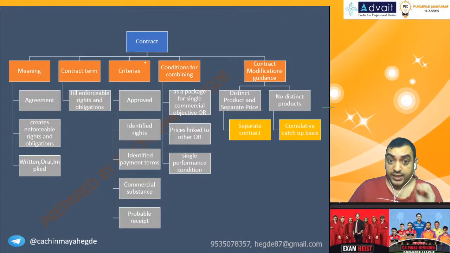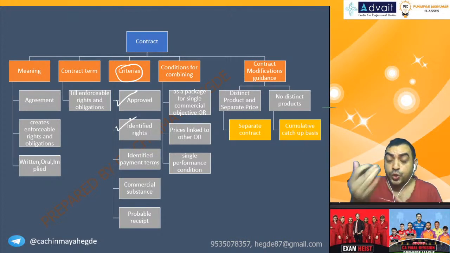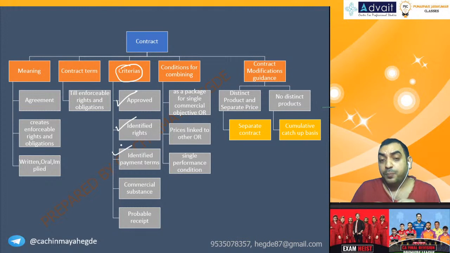Okay, this you focus on. What are the criteria to be called a contract? Approved. If it is in negotiation, that is not a contract. It has to be approved by both the parties. Identified rights. Buyer and seller should know what their rights and obligations are. That is nothing but performance obligation. Identified payment terms, nothing but transaction price. Commercial substance should be there, and probable receipt should be there.